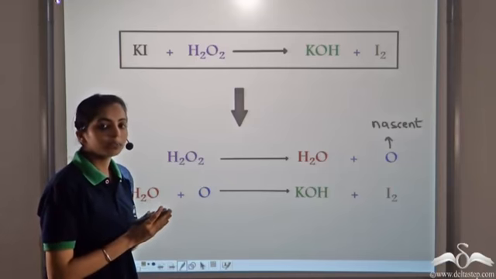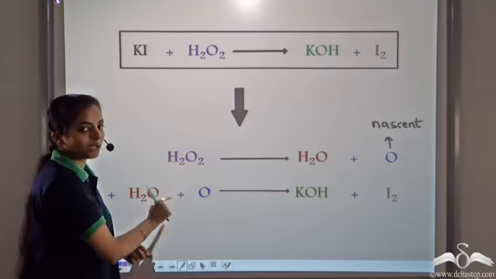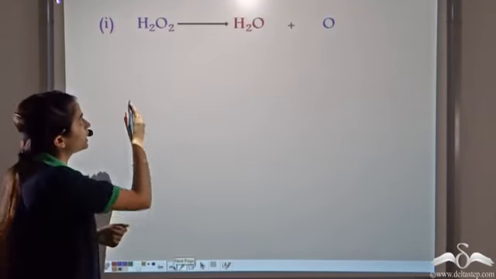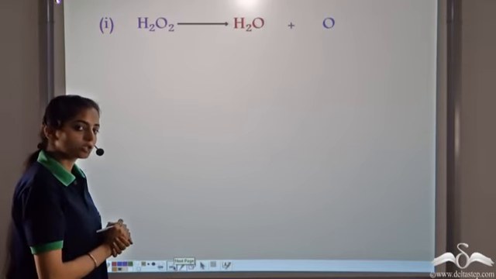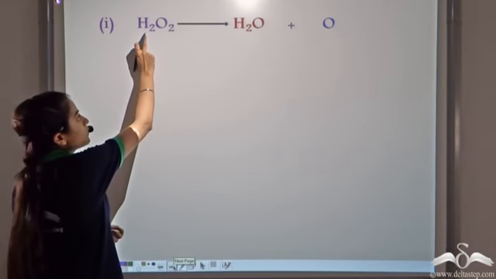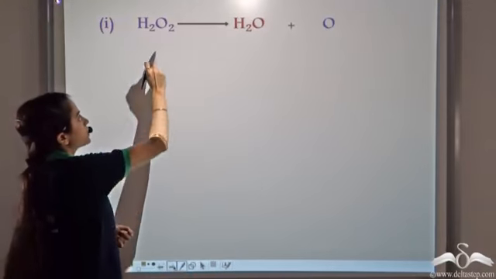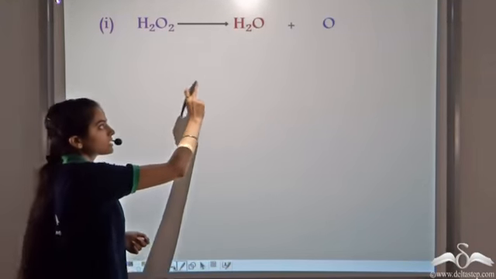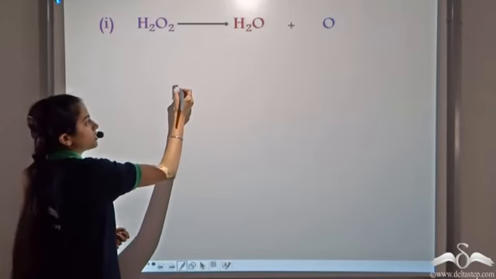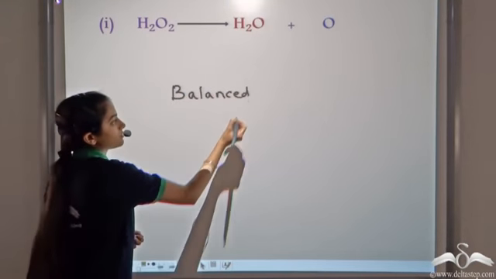So to get the final balanced equation, what we do is we try to balance each of the partial equations. So let's take the first equation. We have H2O2 gives water plus oxygen, that is O. If we count the number of atoms, we have 2 atoms of hydrogen on the reactant side, 2 atoms of hydrogen on the product side. We have 2 atoms of oxygen on the reactant side and 1 plus 1, 2 atoms of oxygen on the product side. So the first partial equation is already balanced.